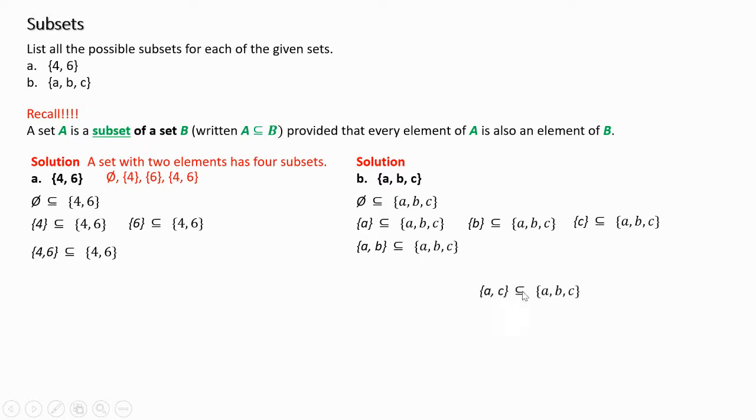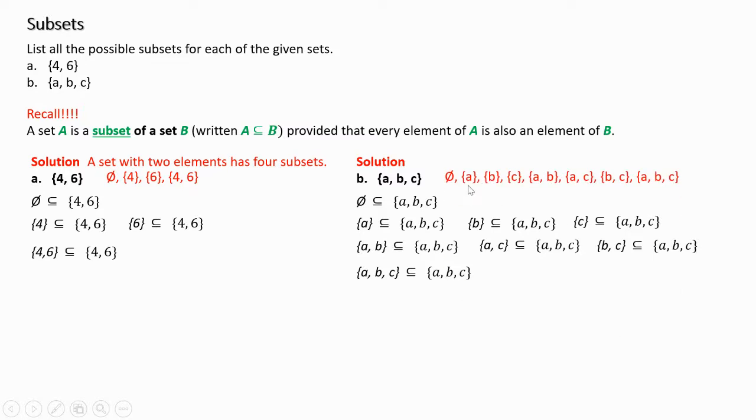Now the set AC is also a subset of the set A, B, and C. And then I'm going to use BC. The set BC is a subset of the set A, B, and C. And lastly, a set is always a subset of itself. So how many do we have? 1, 2, 3, 4, 5, 6, 7, 8. So a set with 3 elements has 8 subsets.